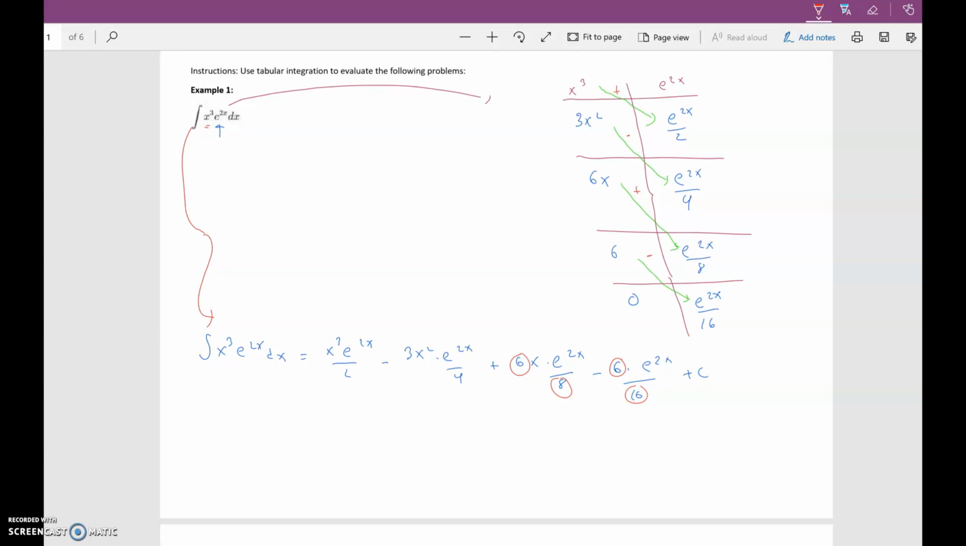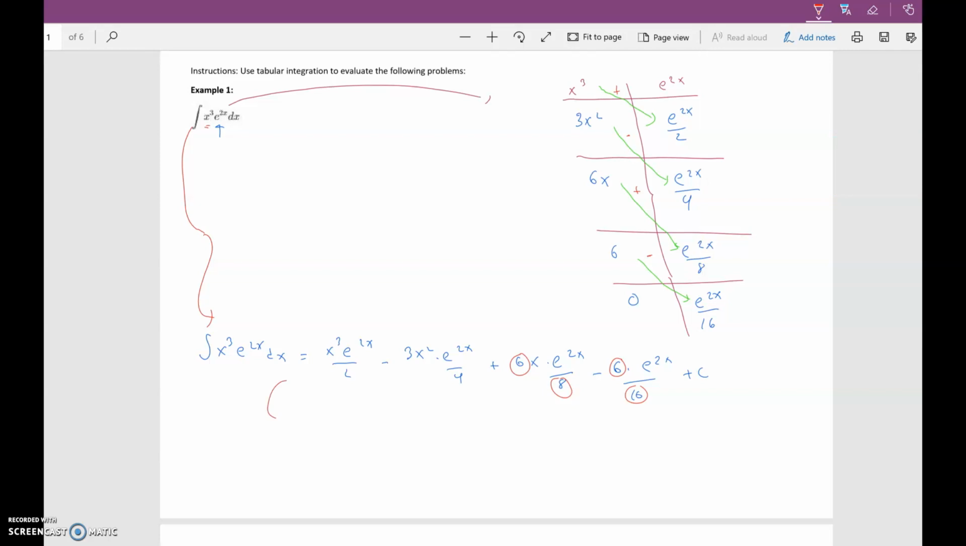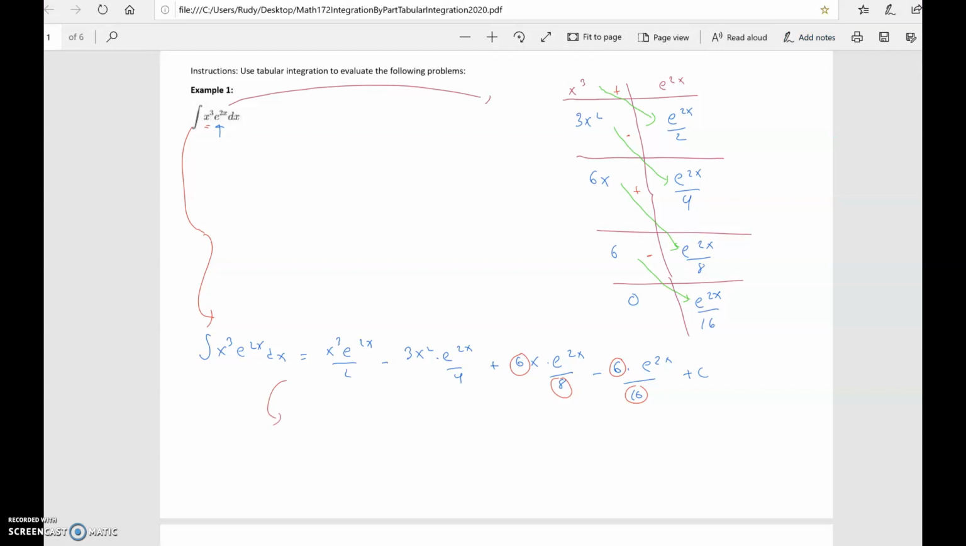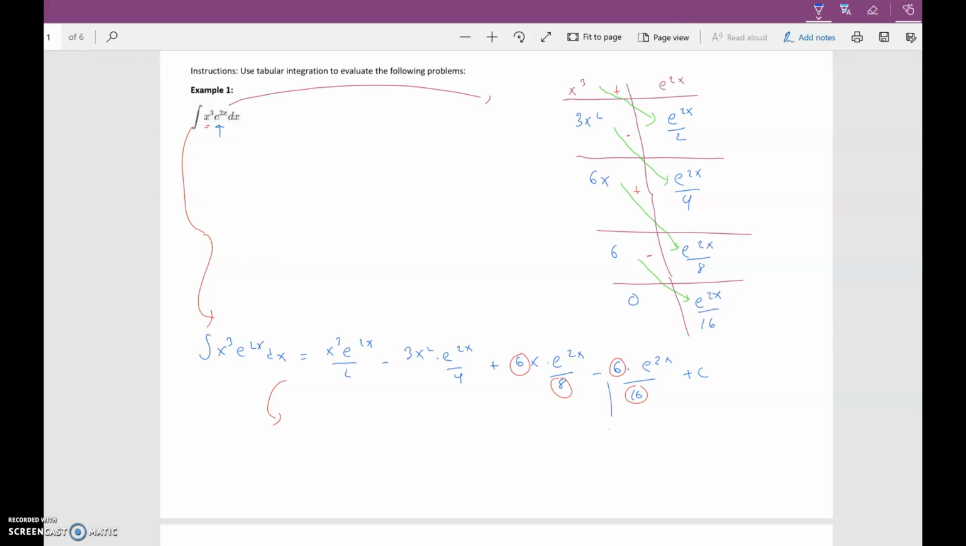So our final answer, let me just rewrite the final answer for this one. It's going to be equivalent to the following. So you're going to have an x to the third e to the 2x divided by 2 minus a 3x squared e to the 2x divided by 4.